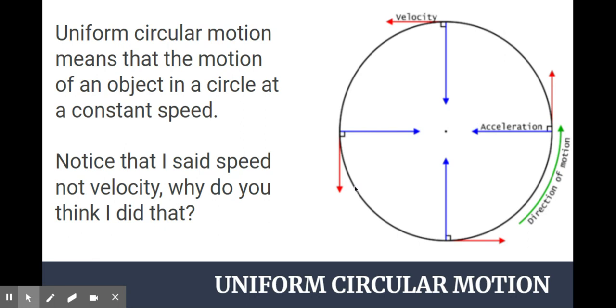So when we talk about uniform motion, we're talking about something that's moving in a circle and it has a constant speed. Now, I know this is labeled velocity. An object moving in a circle can have velocity. That's okay. It's just that velocity is not constant. That velocity is constantly changing.